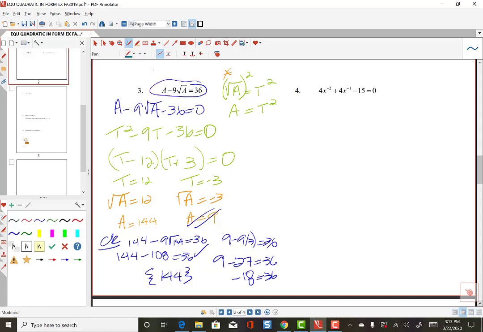So let's try a new color here. Now, again, it's the one that's in the middle. I'm going to say that x to the negative 1 power, again, I'm liking capital T today. If I take x to the negative 1 power and square it, I end up with x to the negative 2, which is going to be our t squared. So I am going to have 4t squared plus 4 times t minus 15 is equal to 0.